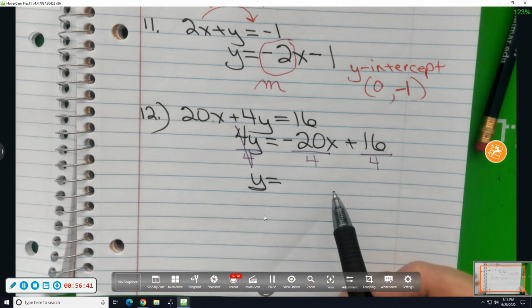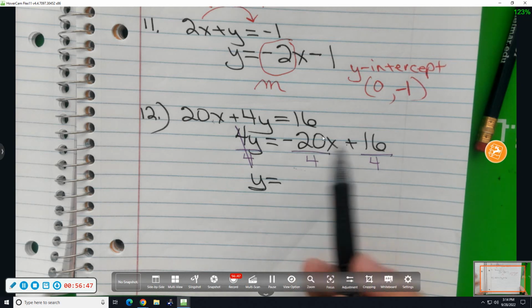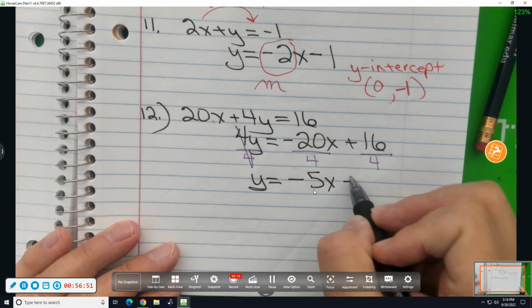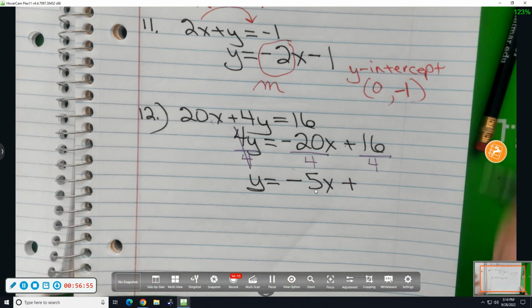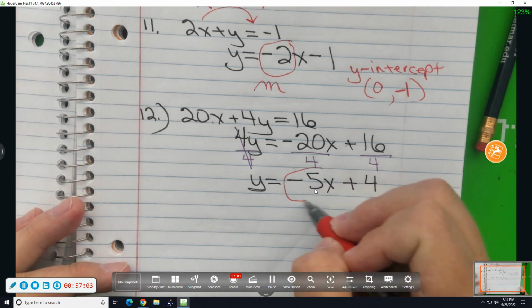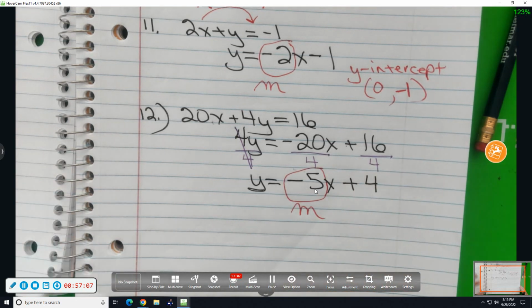Oh, this works out nicely. Negative 5x, I agree. Plus 16 divided by 4 is 4. So what's my slope? Negative 5 is my slope. And my y-intercept?